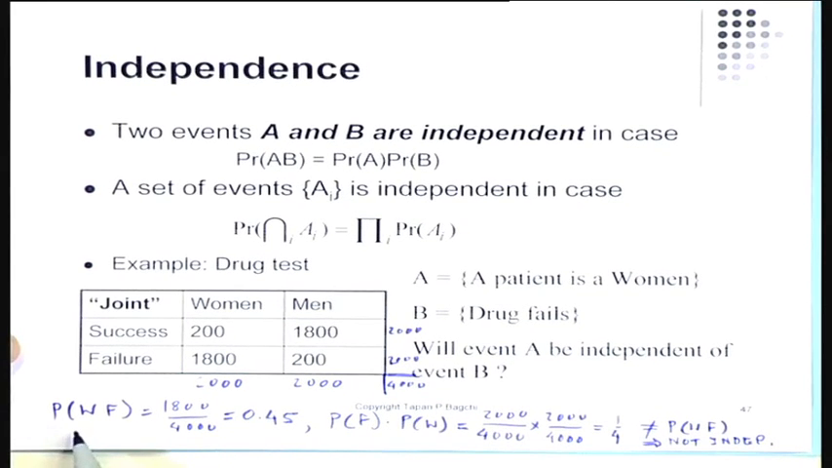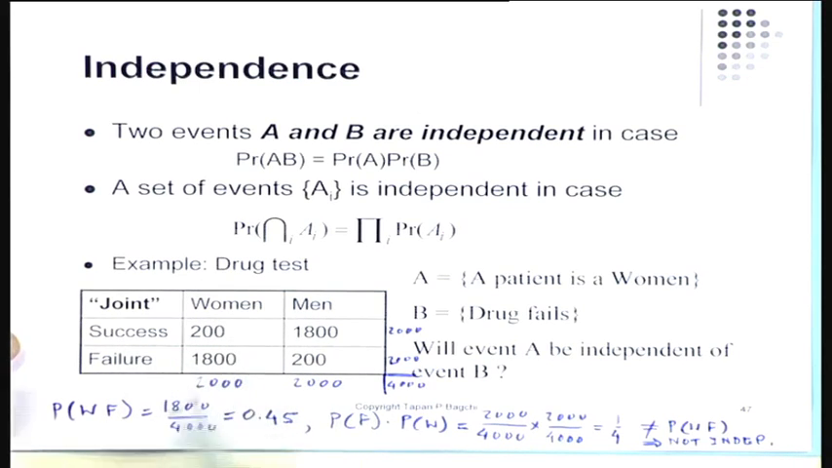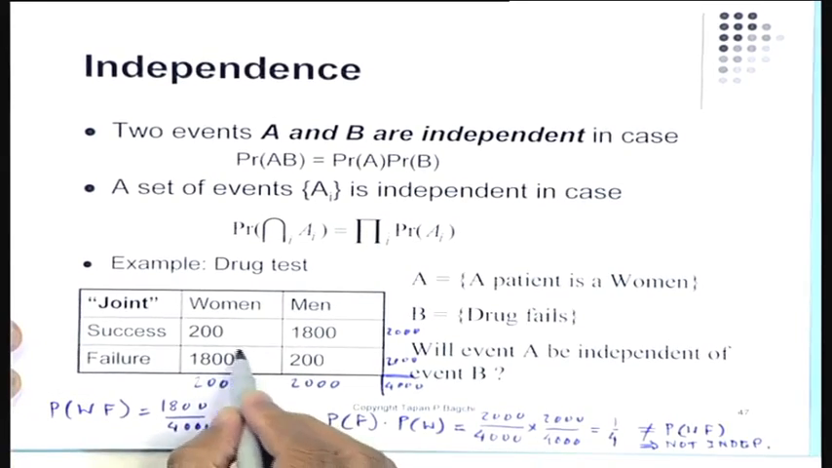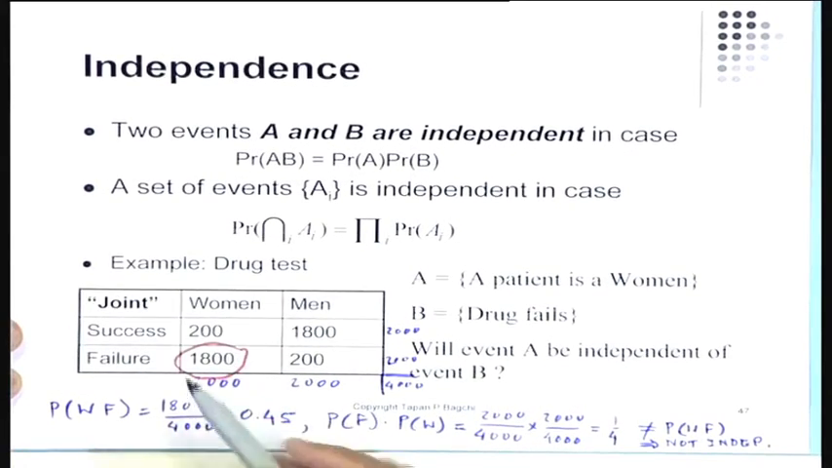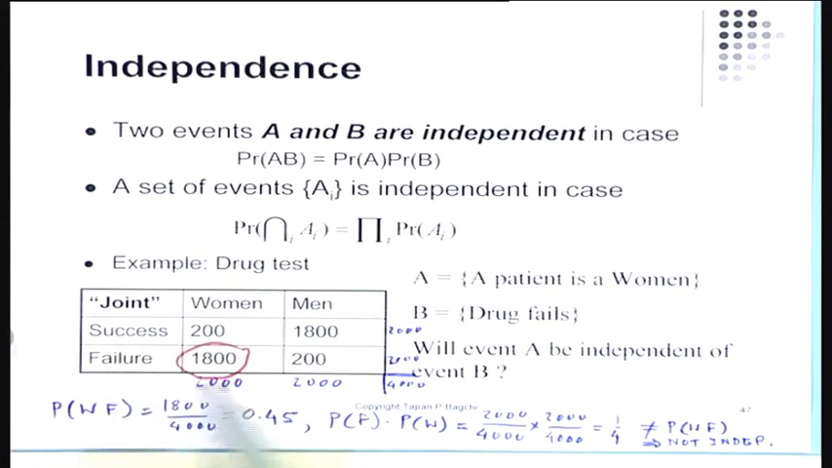Now let's take a look at this quantity here, which is the joint probability of women and the drug failing. And that I can find by going to this joint probability table here. If I look for that count, it is shown here. This is the count of the patient being woman and also the drug failing. That is 1800. So 1800 divided by 4000, which is the total number, turns out to be 0.45.